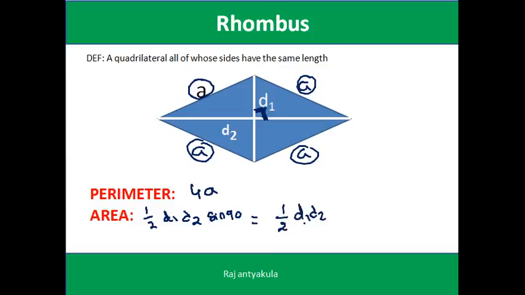The other formula to find the area of a rhombus is, suppose the angle between these two sides is theta, then area of a rhombus can also be written as A square sine theta. When two sides and the angle are given, what is the area of a quadrilateral? AB sine theta. Here, in a quadrilateral, if all sides are equal, it becomes a rhombus. So this is A and this is A. If the angle between the two sides is theta, then area of a rhombus is A square sine theta.